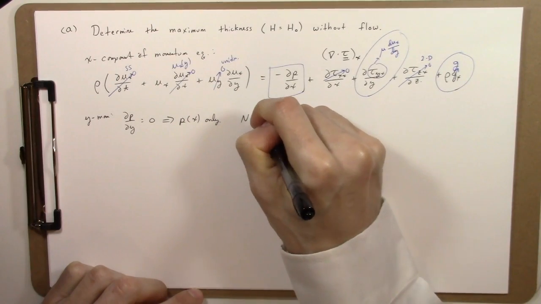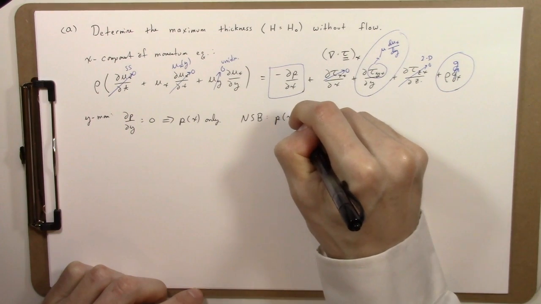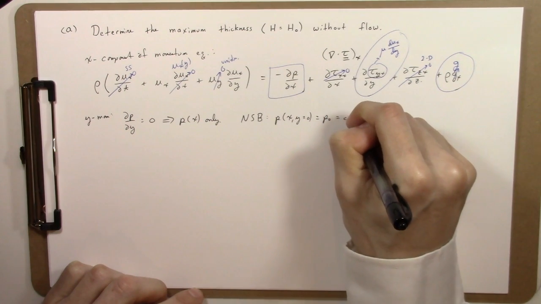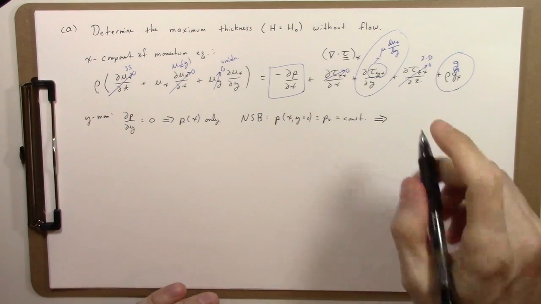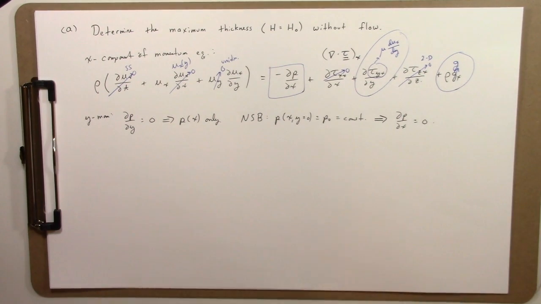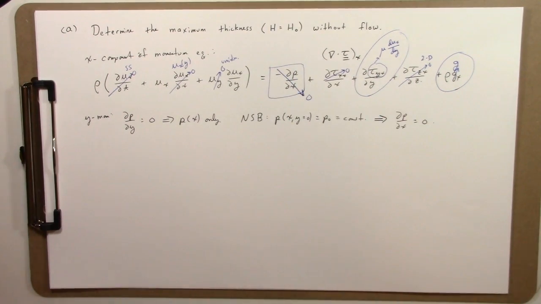And so dp dx is equal to 0. Normal stress balance: P of x comma y equals 0 is equal to P naught, which is equal to a constant. And because of that, coupled to the pressure being only a function of x, we conclude that dp dx is equal to 0. And so this dp dx term vanishes, just like it did when we had flow down an inclined plane. We could prove that the pressure vanishes at the interface. The same thing holds true.